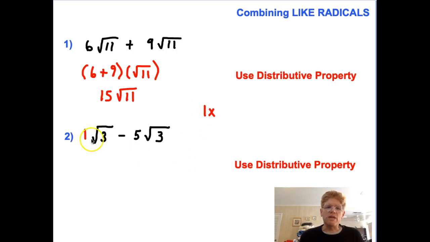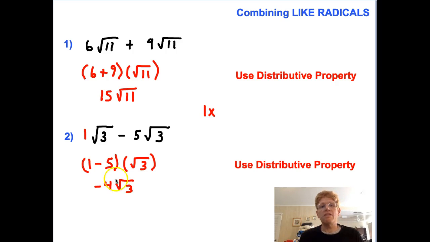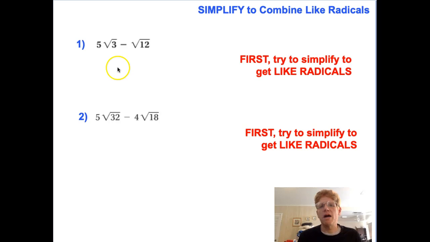So what we're going to do is use our distributive property, right? So we're going to have 1 minus 5 times the square root of 3. And when we do that, we simply subtract, so we get negative 4 times the square root of 3. And that's really all there is to it for these problems. Obviously, it's not usually going to be that easy.